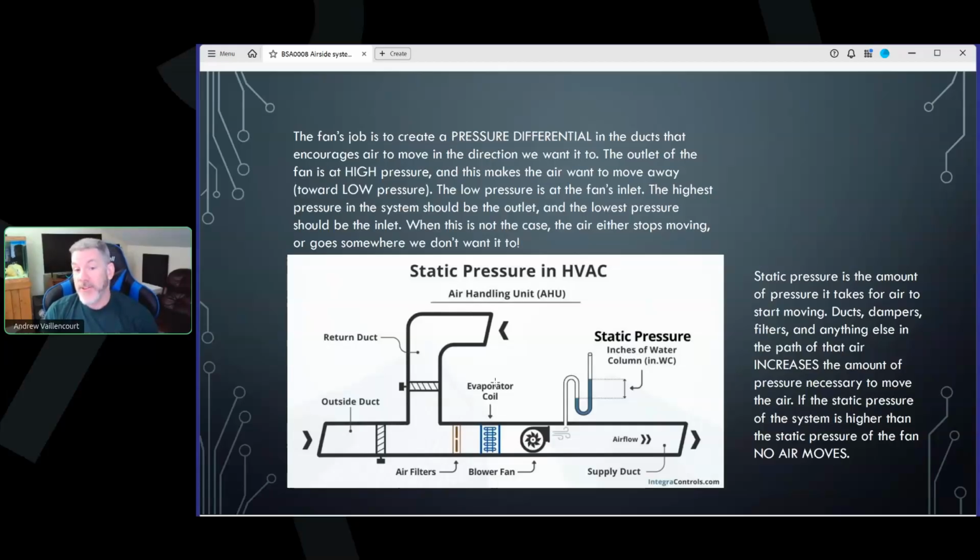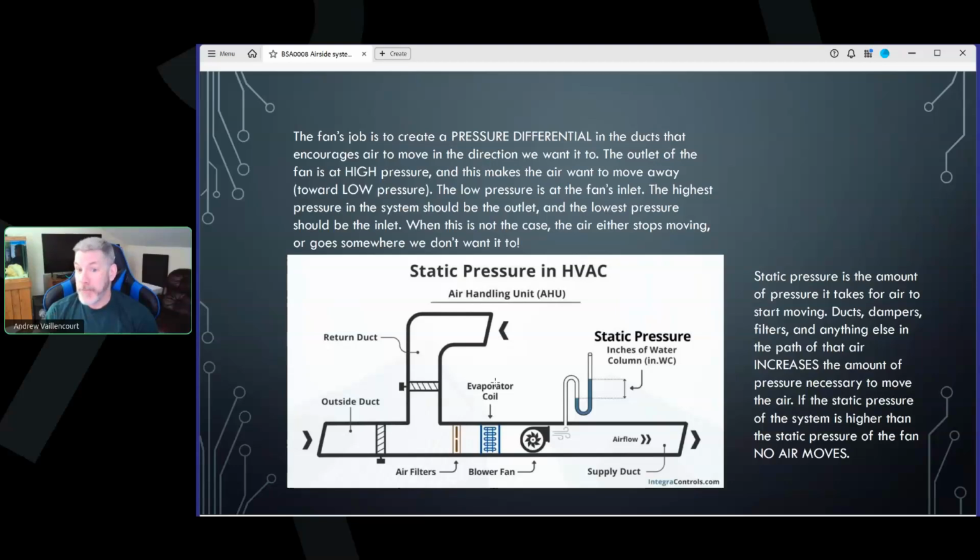People add things to ductwork, people screw up their fans, they put in the wrong sensors, they put in the wrong motors, and no one can figure out why no one's getting any hot air. It's because the static pressure is higher than what the fan can overcome. And keep in mind, static pressure is the minimum number.